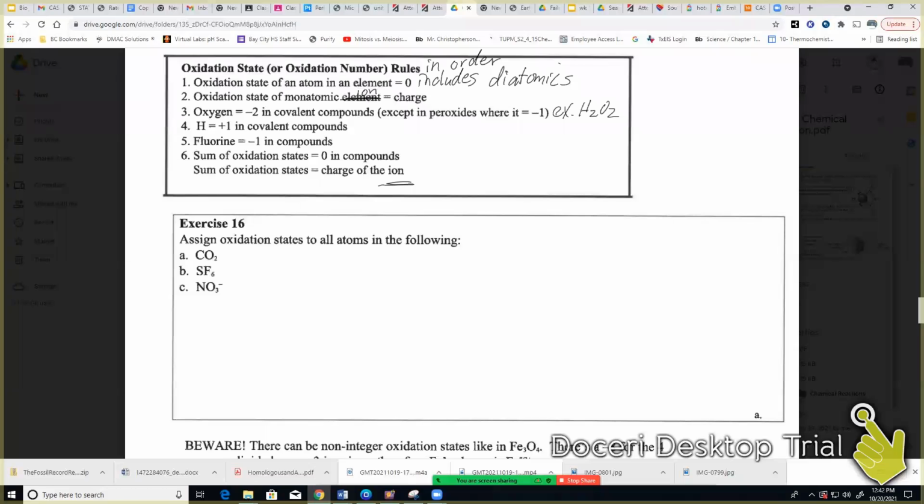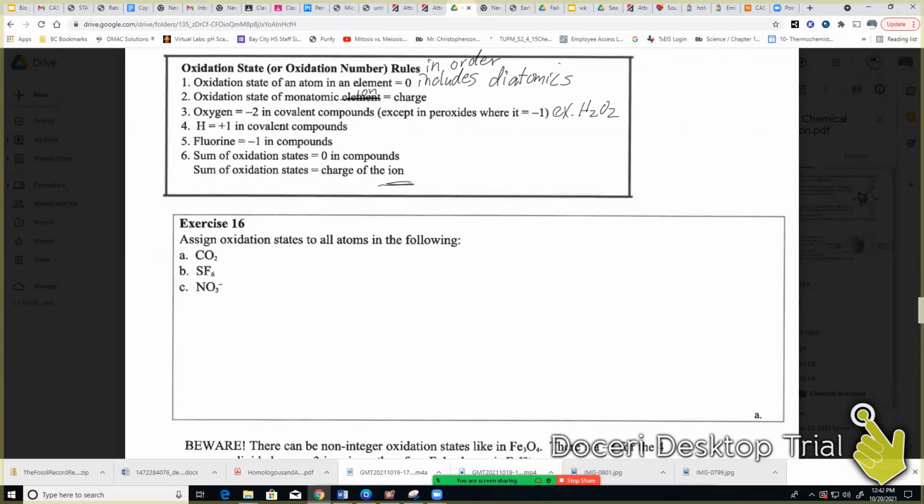So the fact that an element or a diatomic is equal to zero, that's why a successful single replacement reaction would always have to be a redox, because it's going from zero and then it's becoming part of the compound, and it can't be zero in a compound. So that's why those are always redox reactions.